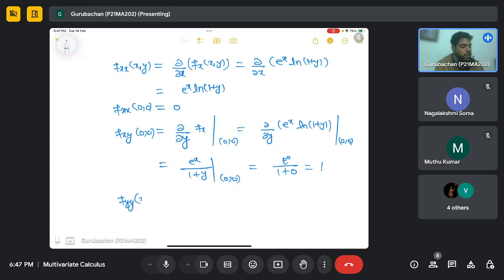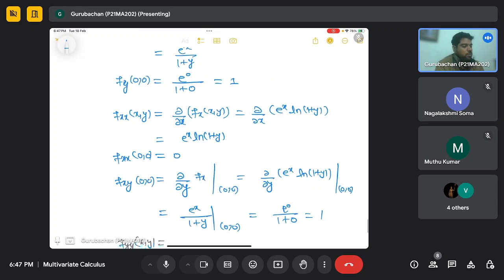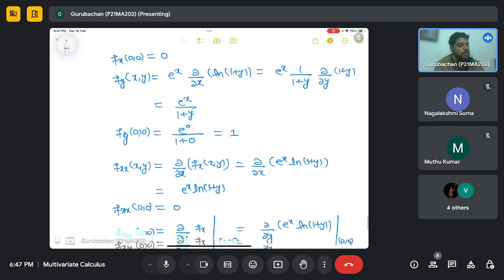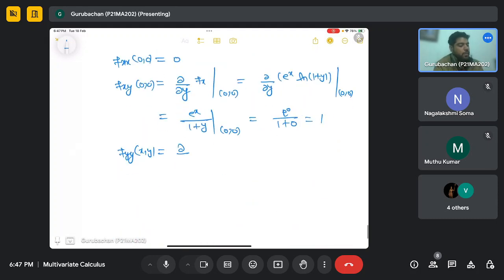The last, second order partial derivative fyy: what was fy? e to the power x divided by (1 plus y). So del by del y of e to the power x over (1 plus y), which is equal to e to the power x times minus 1 by (1 plus y) whole square into the partial derivative of 1 plus y. This will come out to be minus e to the power x over (1 plus y) whole square.